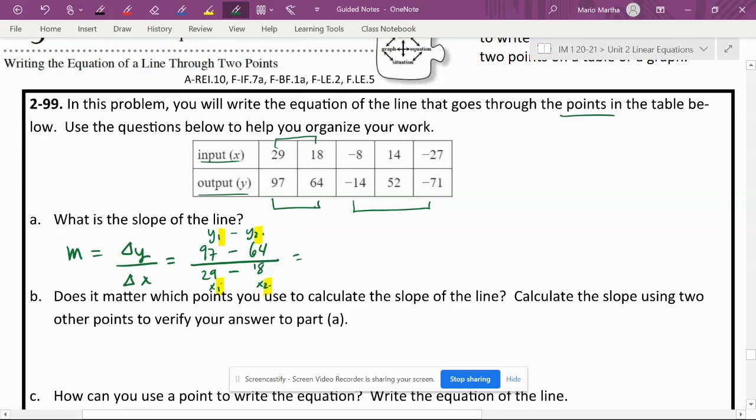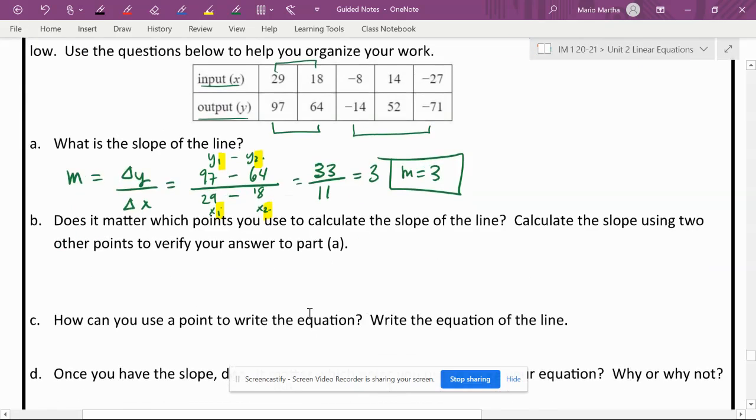So here, 97 minus 64 gives us a total of 33 over 11, and that, of course, is just positive 3. So that determines the slope of our line, m equals 3. Now looking at the next question: does it matter which points you use to calculate the slope of the line? Calculate the slope using two other points to verify your answer to part A.